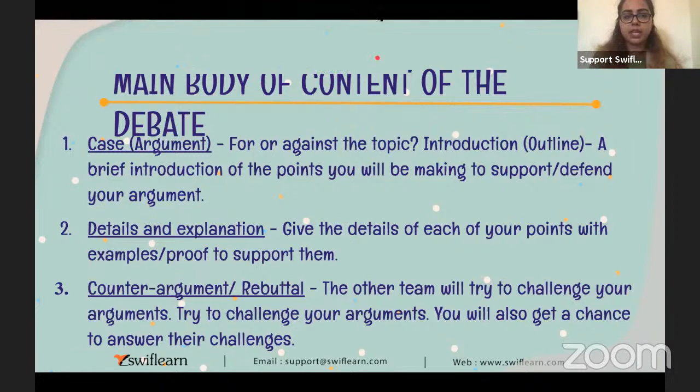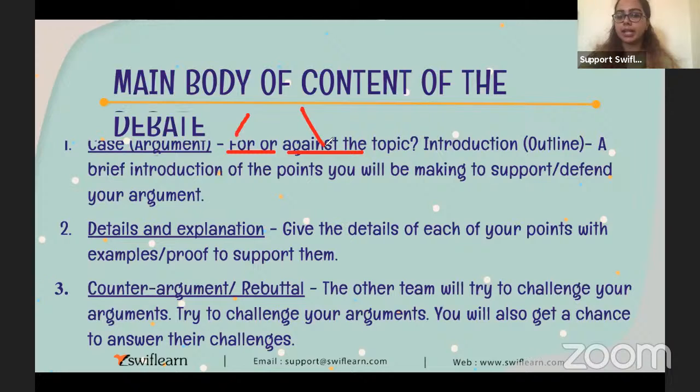Now, firstly, the case or the argument. That means what you are going to say. So first of all, you need to know whether you are for the topic or against the topic, right? You will be in the team for the topic or in the team against the topic. Once this is done, try to figure out your introduction. This becomes the outline of your entire debate. Once you are clear with your points, or clear with what you want to say, your introduction will come out easily. It will be very smooth.